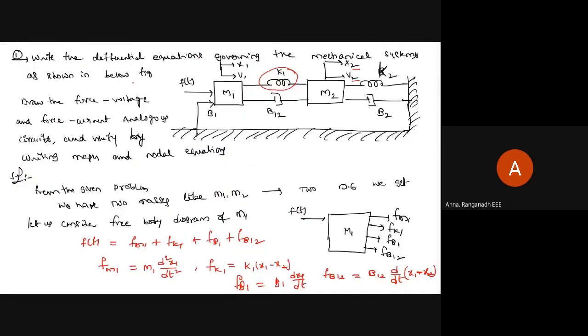Now the next step is the force-voltage analogous circuit. If you read the problem, they are asking to write the differential equations, which is clear. Now the next is to draw the force-voltage and force-current analogous circuits. That means it should be a circuit. If you complete the second step, the third is easy because you have studied the ECA subjects, where you get nodal analysis and mesh analysis. So first we need to draw the circuits for force-voltage as well as force-current analogous.